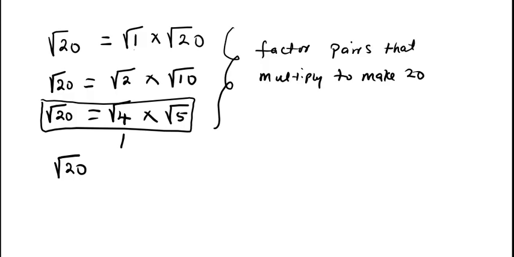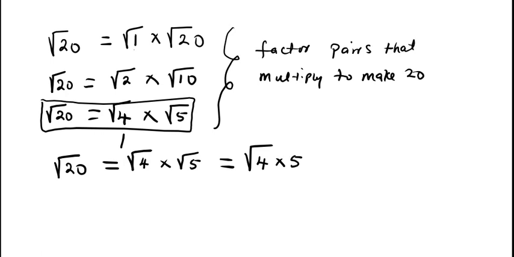So we take it as this becomes what? Square root of 4 times square root of what? 5. Which will also give us square root of 4 multiplied by what? 5.